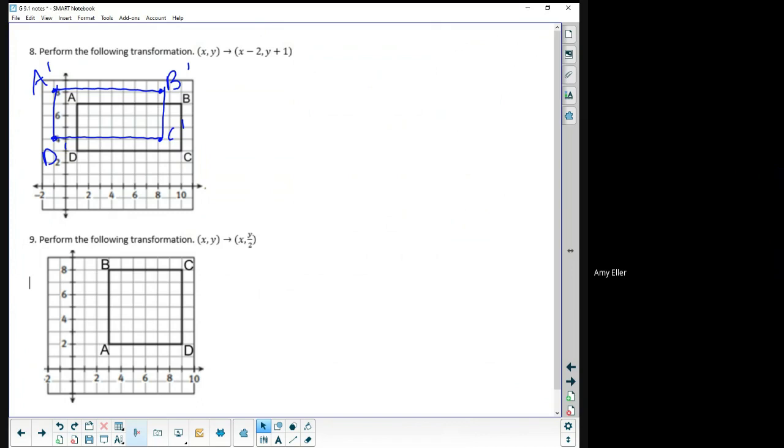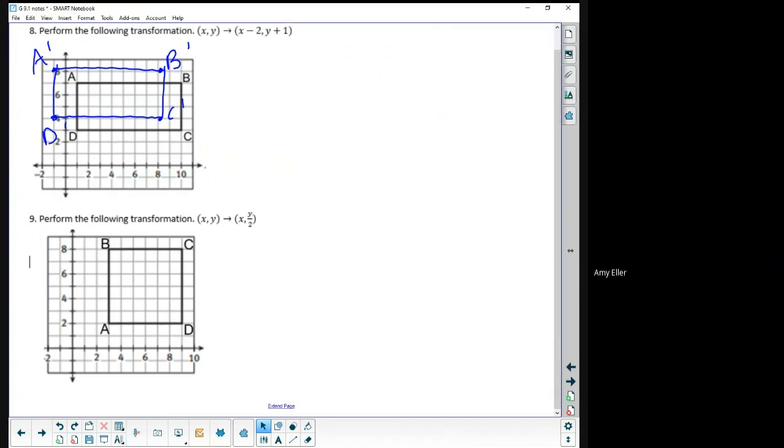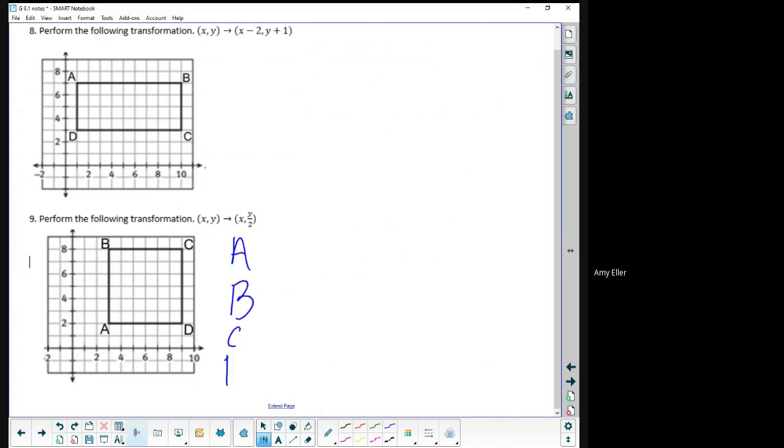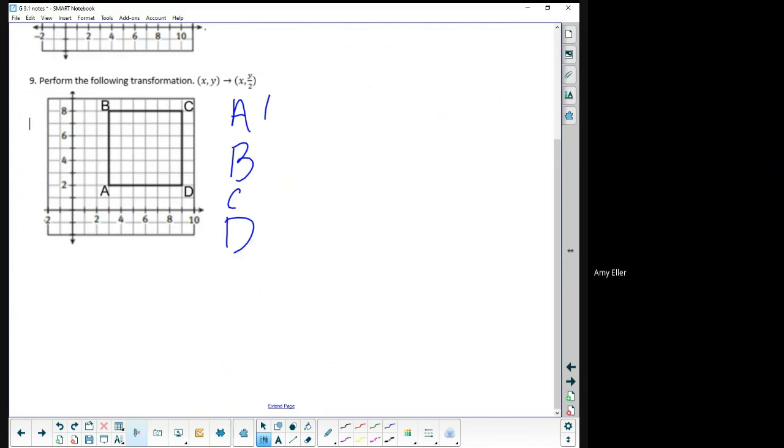Number 9. Perform the following transformation. Do I have to write out all my coordinates? Yes. My rule again: if you're just adding or subtracting, you don't have to. You can just slide it around on your figure. If you are doing something else, like multiplying or dividing, you have to write it out. So take a minute to write out your original coordinates.